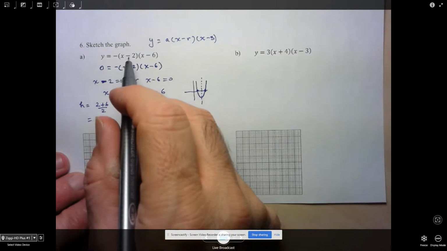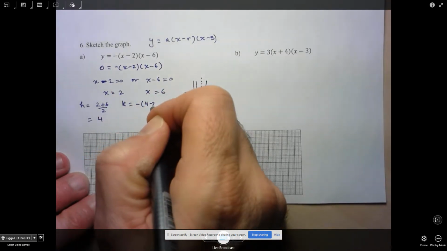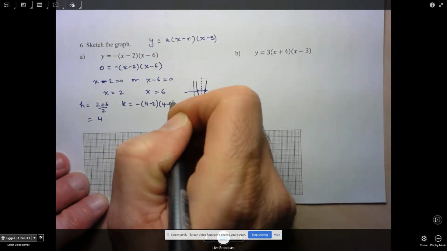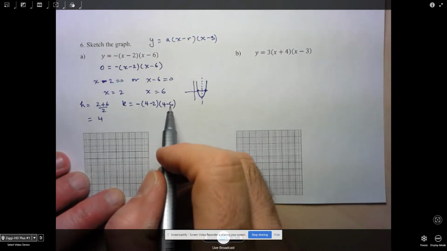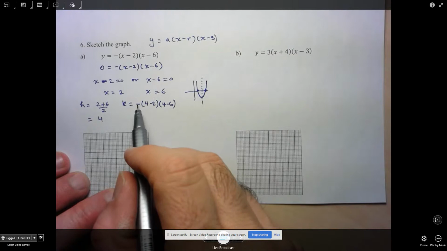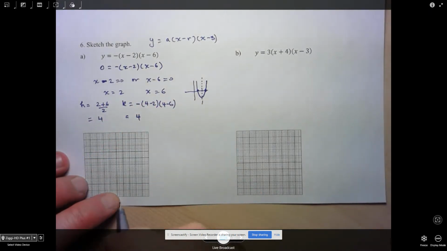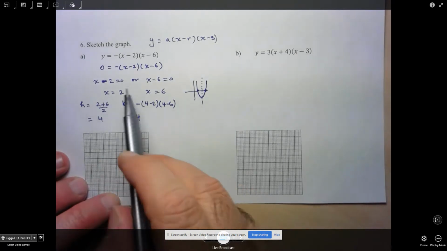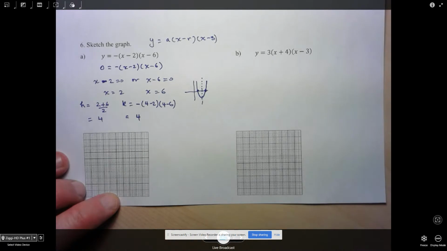All right, and now if I want to find the y value of the vertex, I just have to input the x value into the equation. So let's see what we have. We have -1 times 4 minus 2 times 4 minus 6. So 4 minus 2 is 2. 4 minus 6 is -2. 2 times -2 is -4, plus we have the negative in front, so that's equal to 4. All right, and with these three pieces of information, in other words, the x-intercepts and the vertex, that's enough information to draw a fairly nice graph.